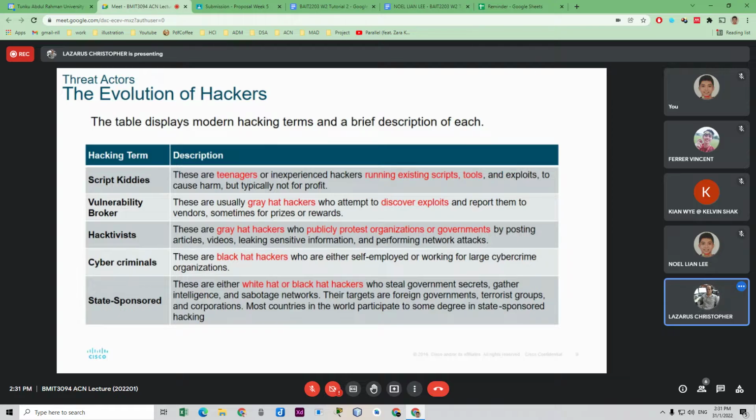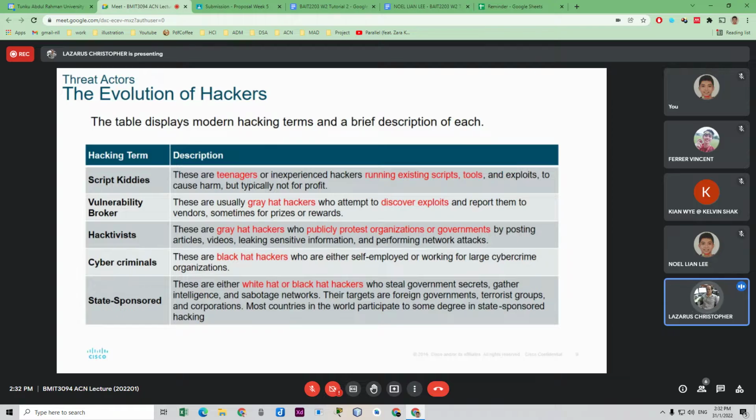Then they are cyber criminals. They are self-employed or working for large criminal mafia. Traditional mafia now move into cyberspace, kind of, because it's more lucrative for them and safer.